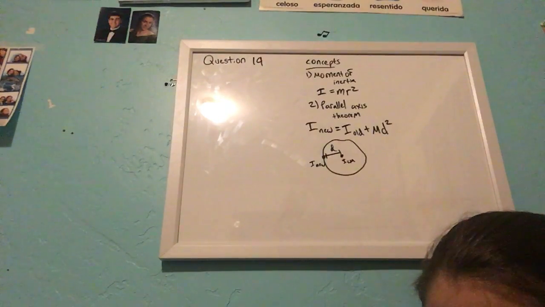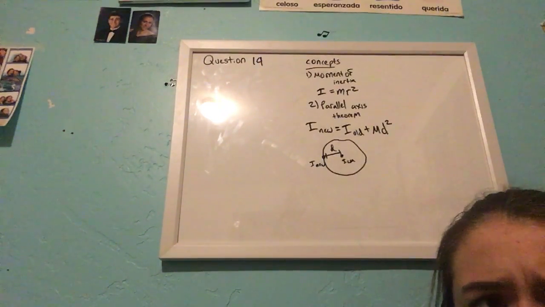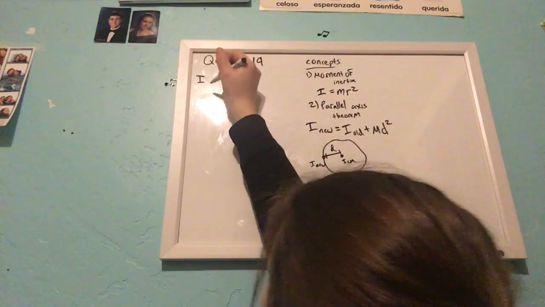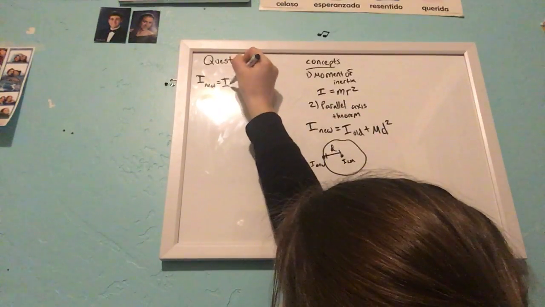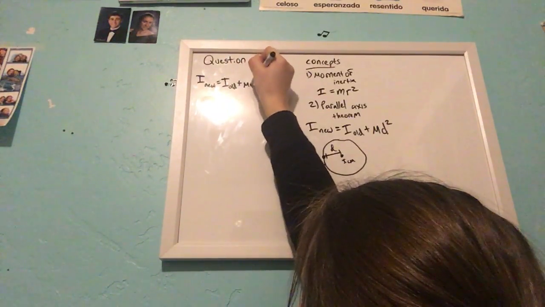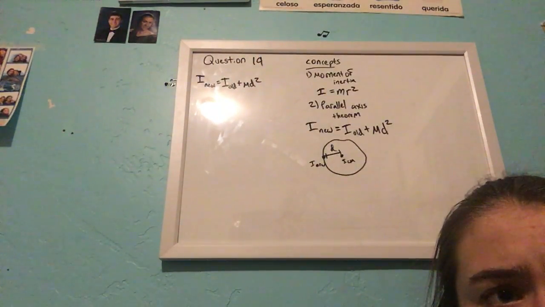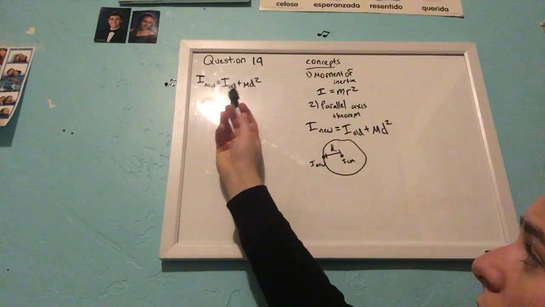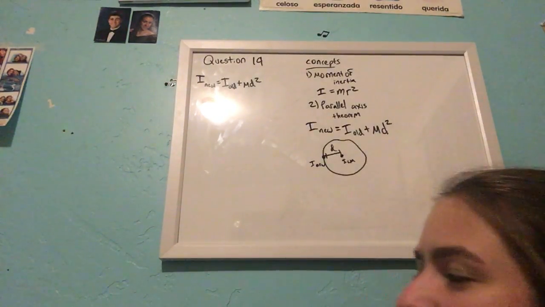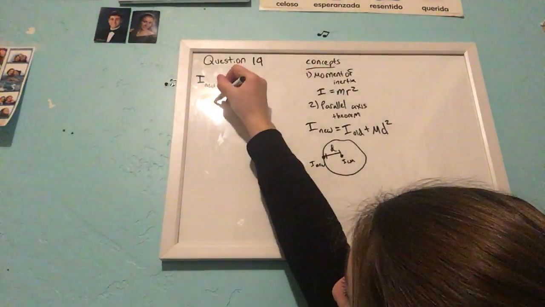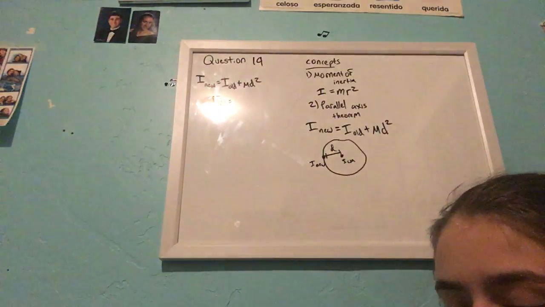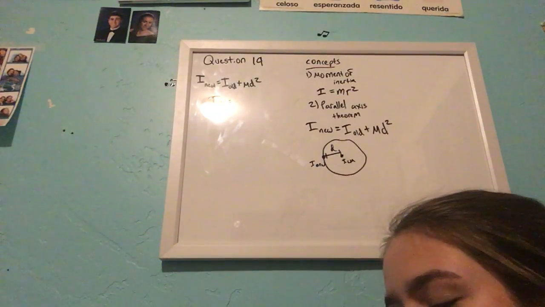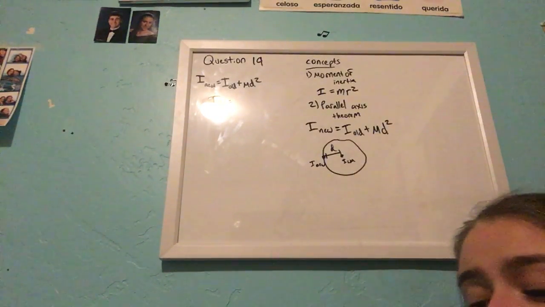Okay, so now I'm going to solve question 19. I'm just going to write my little formula up here. I new is equal to I old plus md squared. First I need to find the old, or the initial, moment of inertia when it's just rotating around its center of mass. In the overview for this problem, they say that the rotational inertia of the disk is mr squared over 2.